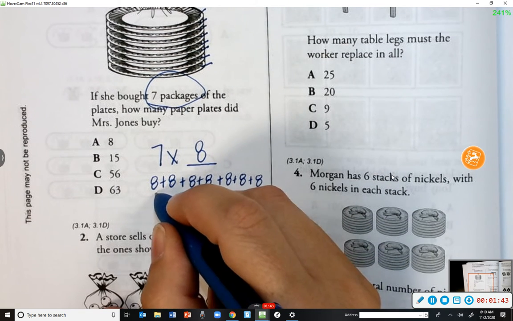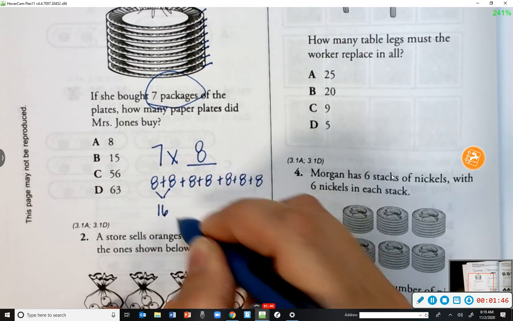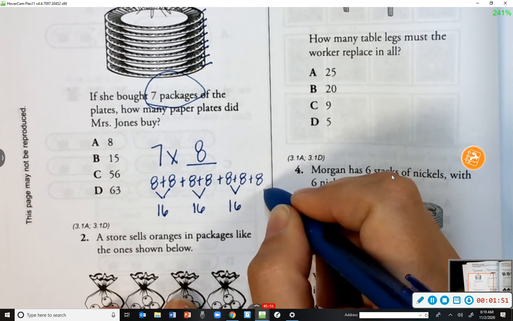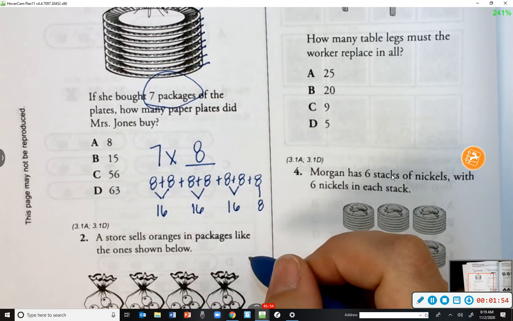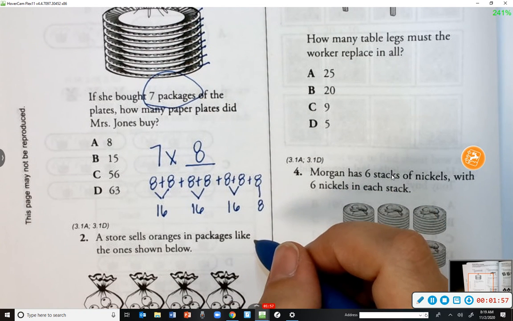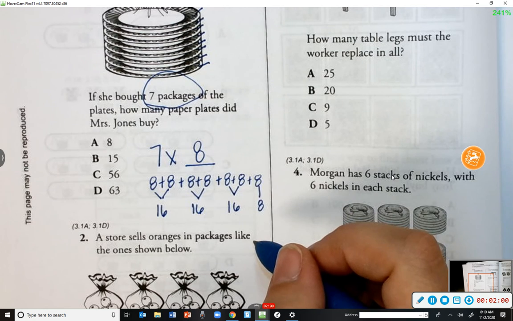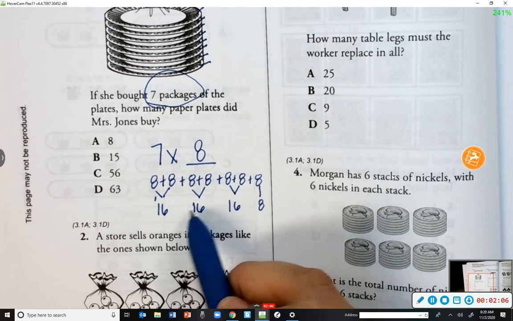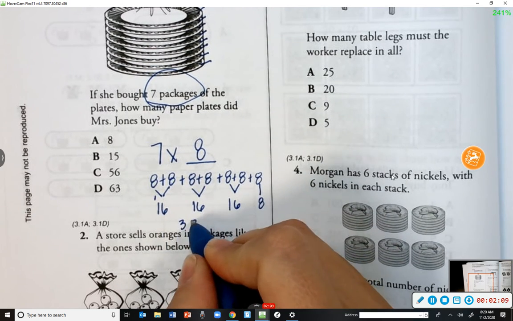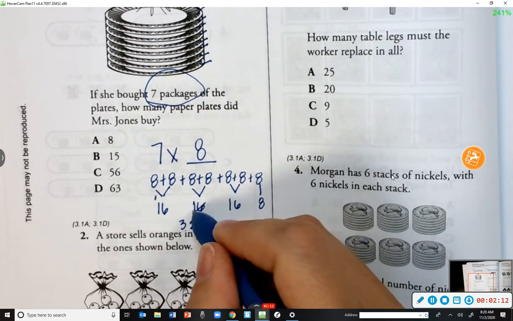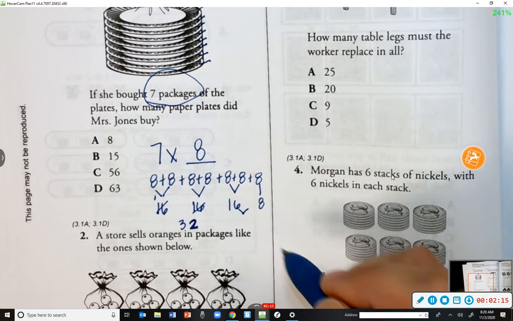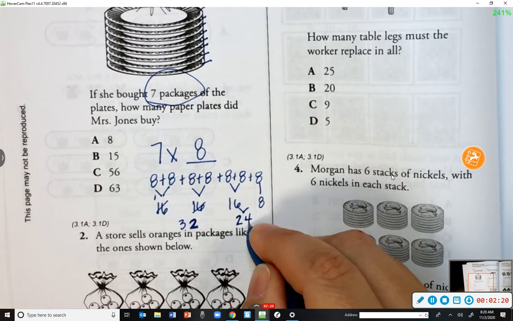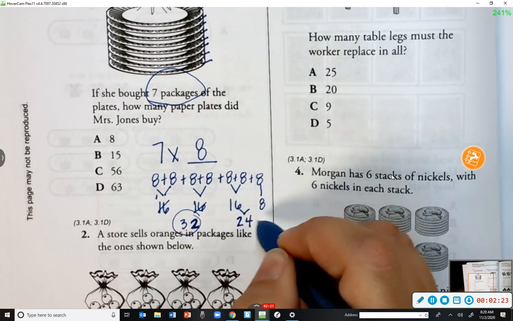16. 8 plus 8 is 16. And then one more 8. Okay? 16 plus 16. Y'all know that double? What's 6 plus 6? It's 12. Carry the 1. So 32. Then 16 plus 8 is 24. Okay, so now we just have these two numbers, 32 plus 24.